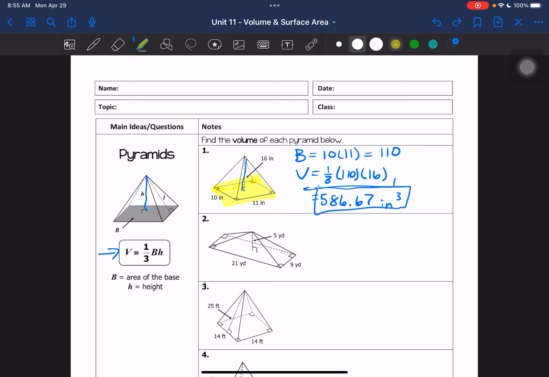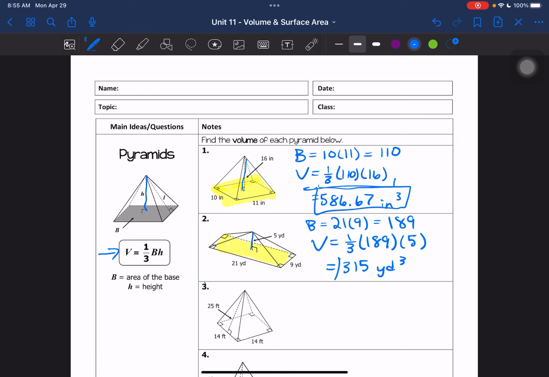Okay, number 2, we would take the similar process because our base is also a rectangle. So let's start by finding the area of that rectangle. 21 times 9 would be 189. And then we can use the formula for volume. So 1/3 times our area of the base times the height of the pyramid, which is 5. So we plug all that in and then type it into the calculator. We end up with 315 yards cubed.